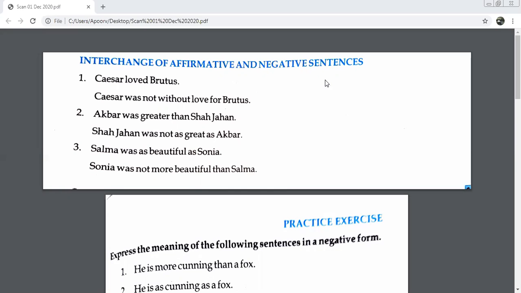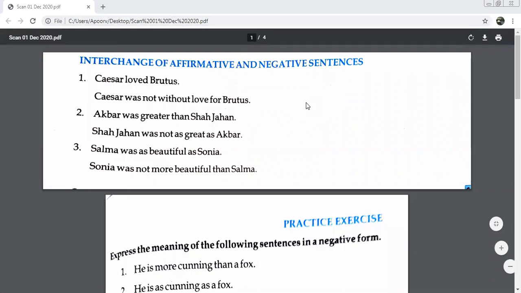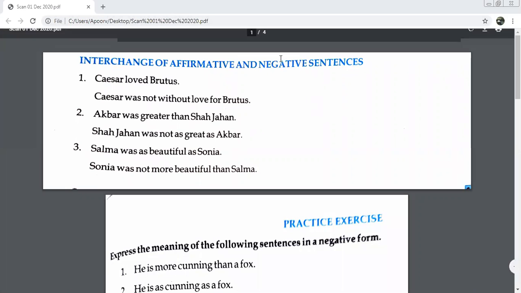Now see this. Caesar loved Brutus. You could have simply said Caesar did not love Brutus. This is also correct. Or they have changed it in a little different manner: Caesar was not without love for Brutus. This is a little complicated one. You can say Brutus was not loved by Caesar. Any way you can say. Basically, no and not should be there. So when you are making a negative sentence, remember no and not should be there.